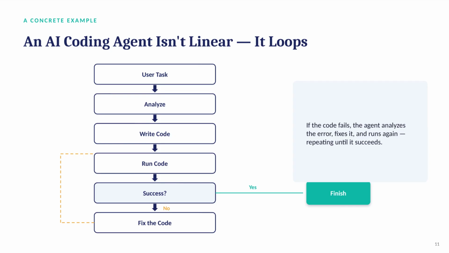Here's a concrete example: an AI coding agent. The agent receives a task, analyzes it, and writes code. It runs that code, and if it fails, it analyzes the error, fixes the code, and runs it again. It might repeat that cycle several times before it succeeds. This is not a simple linear workflow. It's a loop. And LangGraph makes workflows like this far easier to model and control.